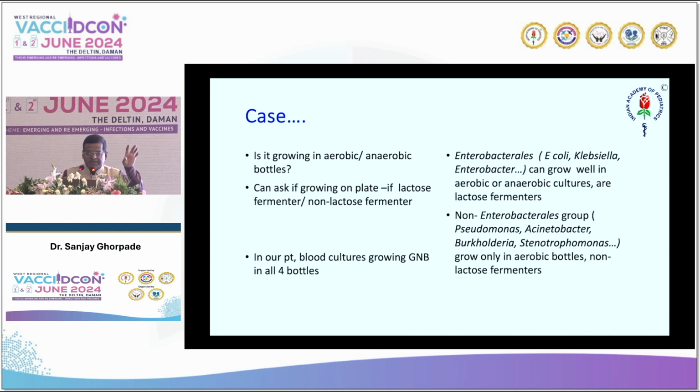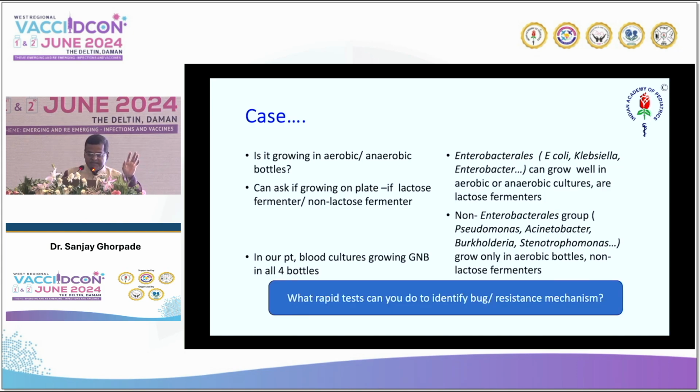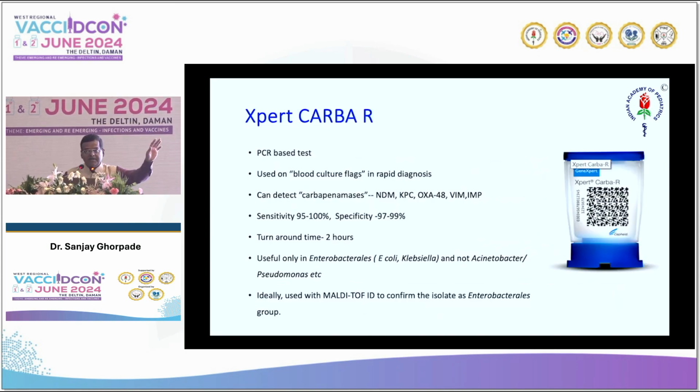Absolutely. Suppose there is a growth of organisms on the culture plate, and if they grow in both aerobic and anaerobic conditions and are lactose fermenters, most likely these are E. coli and Klebsiella. But if they grow only aerobically, not anaerobically, and are non-lactose fermenters, most likely this could be Pseudomonas and Acinetobacter. Why is it important? Because nowadays genetic testing is possible, and culture takes 4 or 5 days to give a sensitivity. So in that case, we always go for the Xpert Carba. And in the same patient, we did the Xpert Carba.